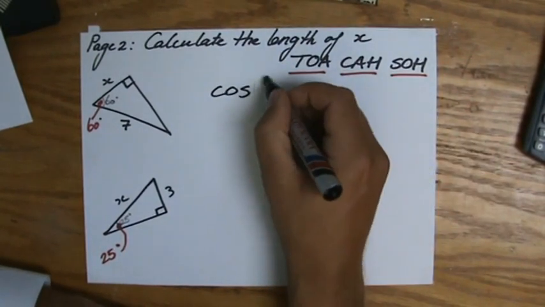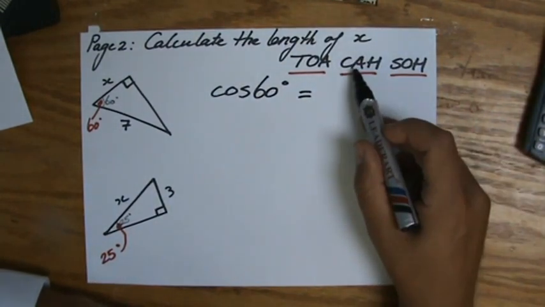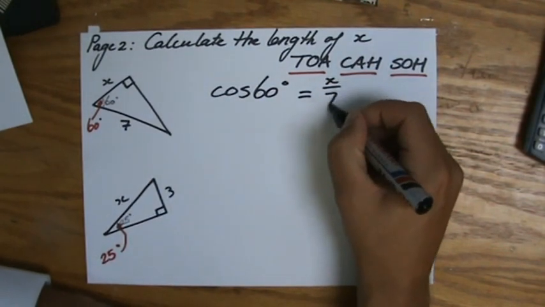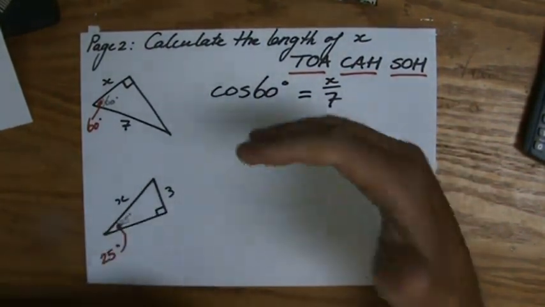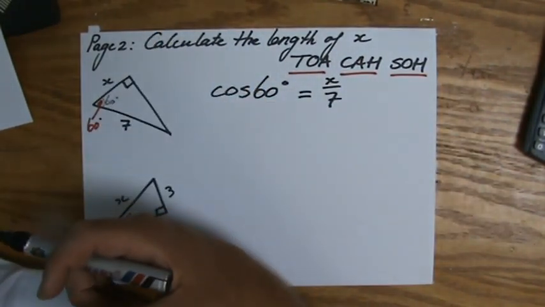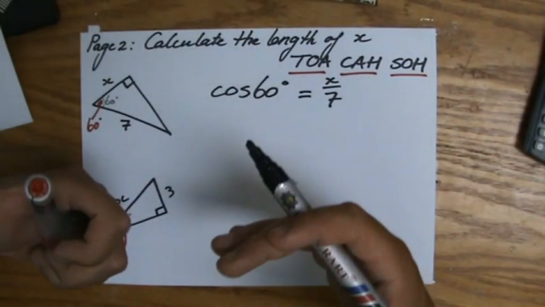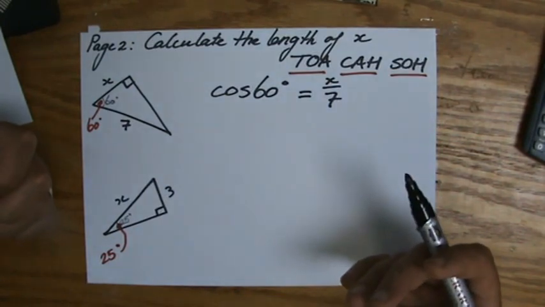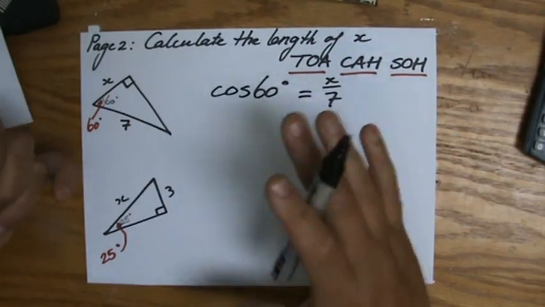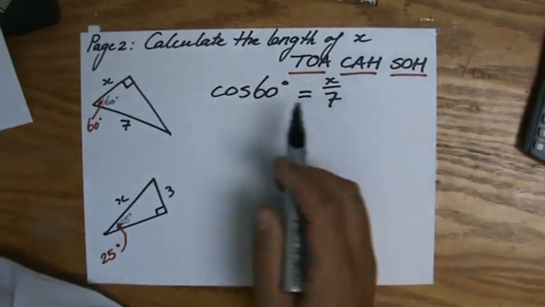So I say cosine of 60 degrees equals the adjacent over the hypotenuse. So that is x over 7. You see how it took me about 30 seconds before I actually wrote something down on paper, because I am analyzing the question and making sure that I don't make any silly mistakes. I really want to be in control. I want to understand what I'm doing. And to make sure you do things properly, you analyze the situation instead of just randomly starting to write things down.